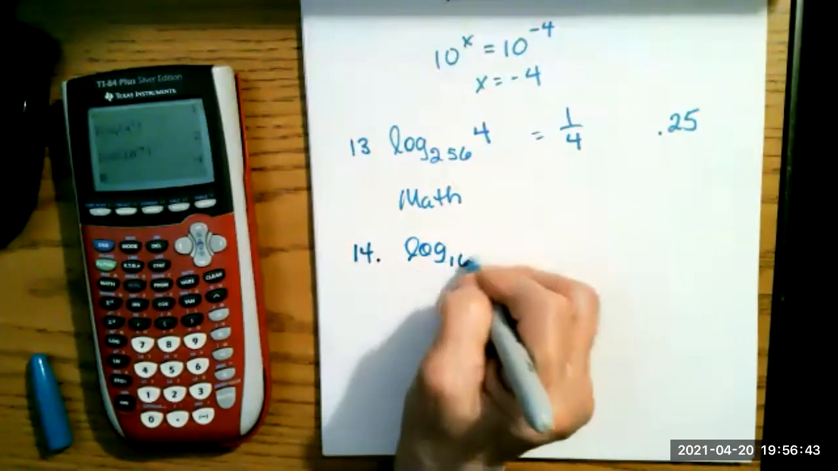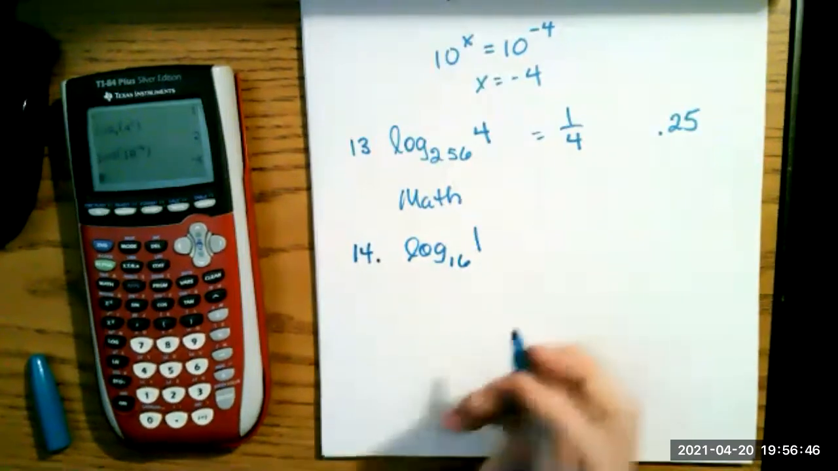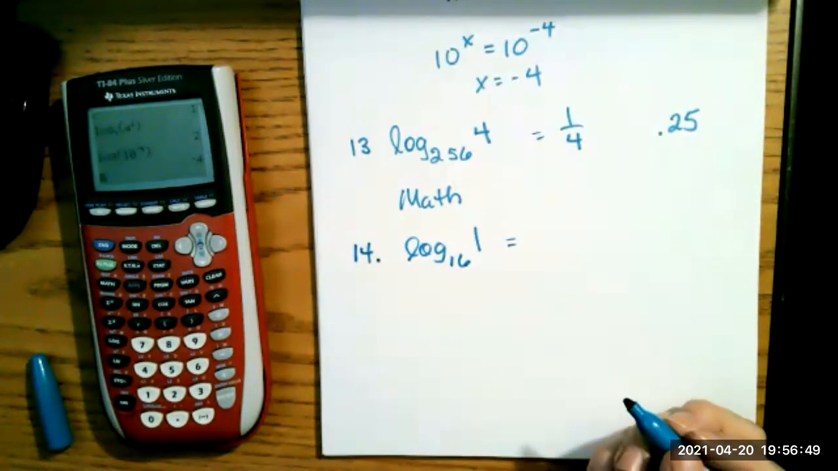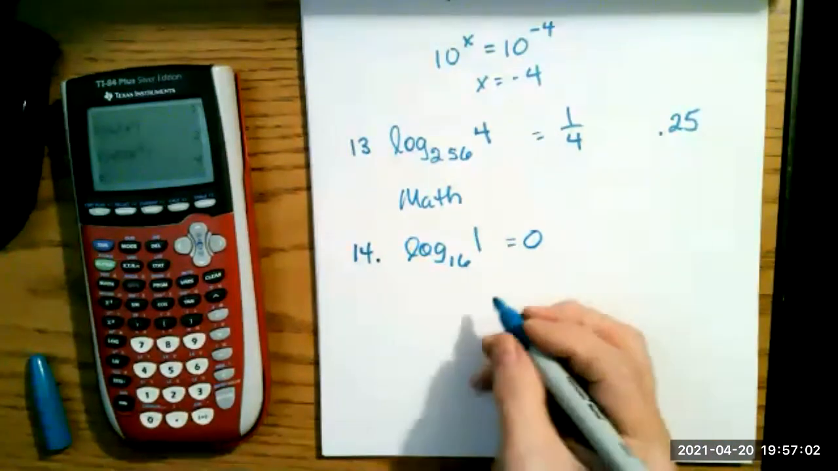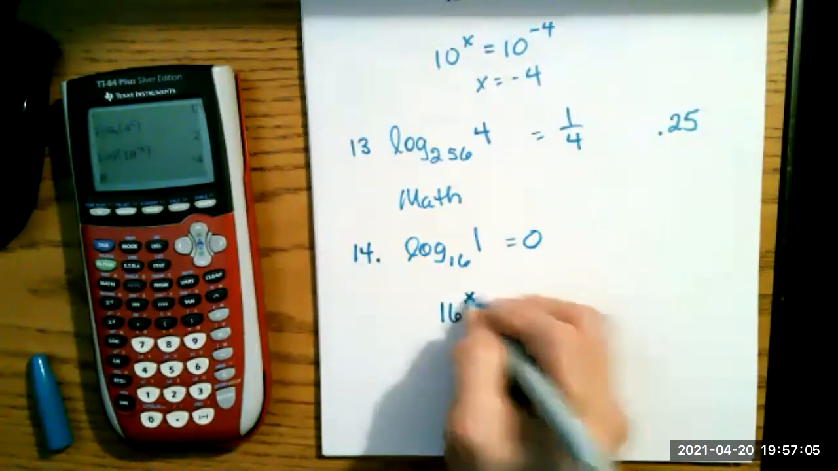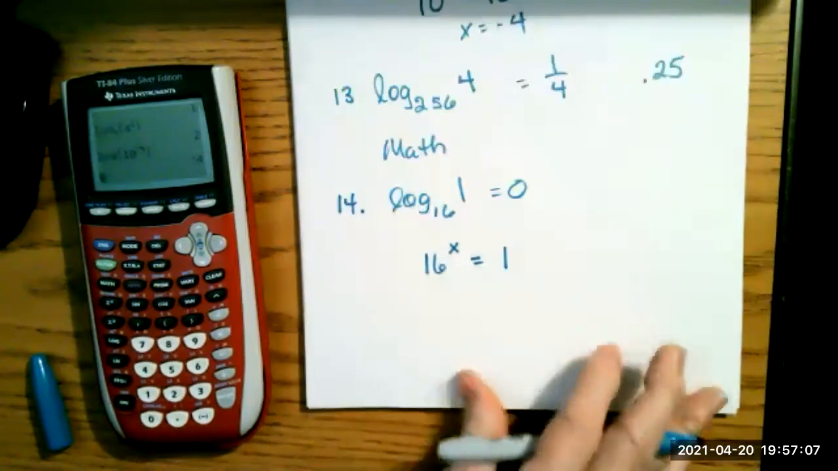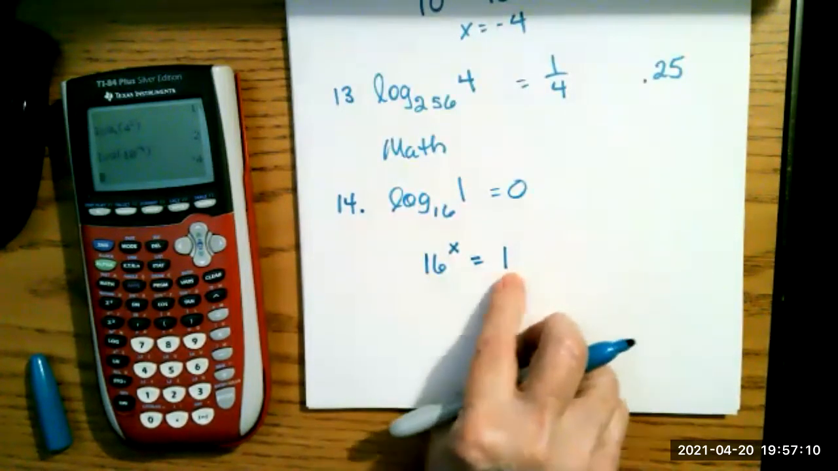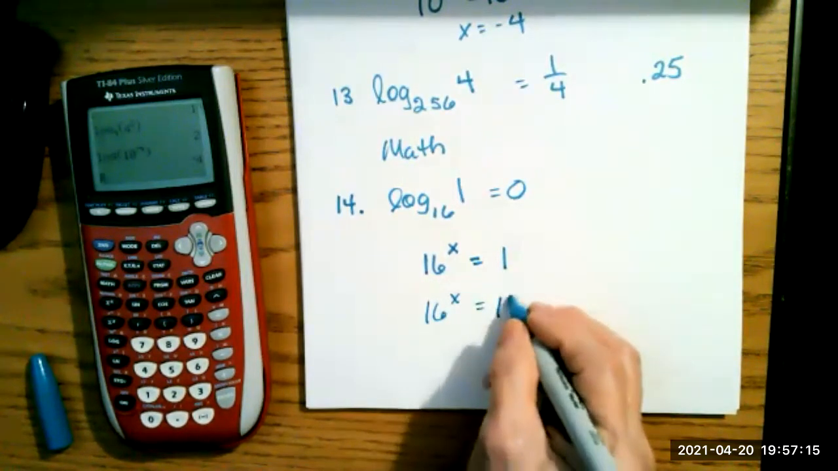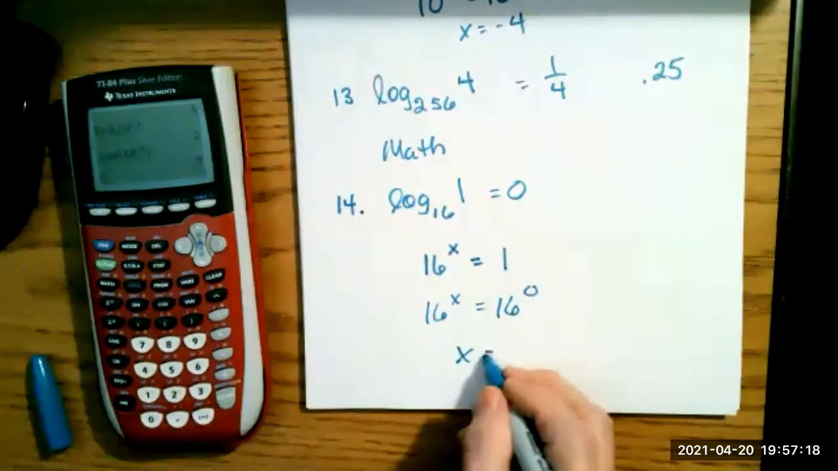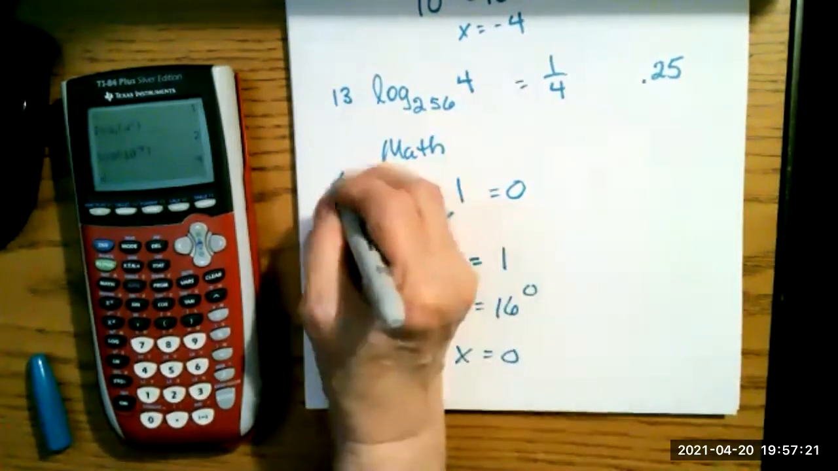LOG base 16 of 1. Tell me what the answer is, somebody. Zero. Wonder how that one works exponentially. If we do 16 to the x equals 1, how can we do 1 as a base of 16? Well, 0. That's right. So x is equal to 0. That's an important one to know right there.